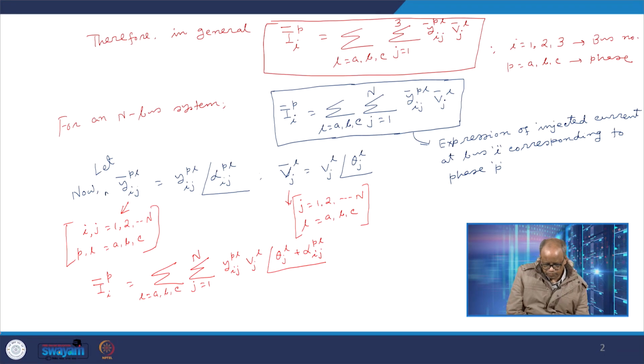Similarly, the voltage V_j^l, where j varies from 1 to n and l varies over a, b, c, is also given by the magnitude |V_j^l| and angle theta_j^l. Using this magnitude and angle representation, we ultimately find the expression of I_i^p as the summation over l in a, b, c, followed by summation over j from 1 to n, of |Y_ij^pl| |V_j^l| angle (theta_j^l plus alpha_ij^pl).